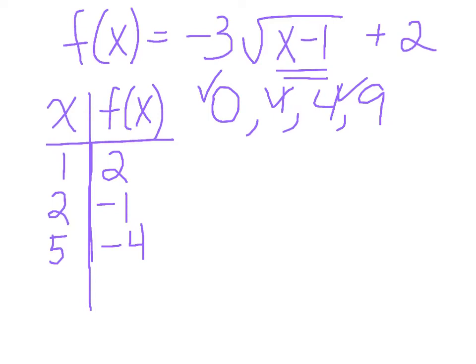If I'm aiming to get a 9, I need to substitute in 10, because 10 minus 1 is 9. When I take the square root of 9, we get 3. 3 times negative 3 is negative 9. Negative 9 plus 2 is negative 7. Then I'm going to be able to plot these points on my graph.